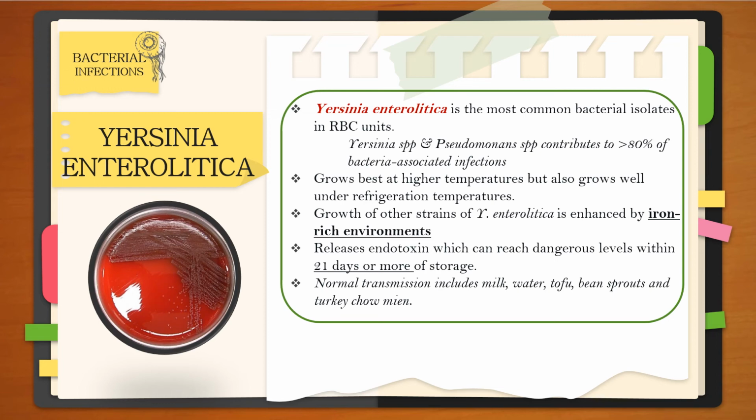And also, Yersinia enterocolitica is associated with frequent bacterial infection in patients suffering from transfusion-associated iron overload. Lastly, aside from contamination of blood units as a route of transmission, Yersinia enterocolitica is normally transmitted via contamination in milk, water, tofu, bean sprouts, and turkey chow mein, which is a Chinese cuisine food.